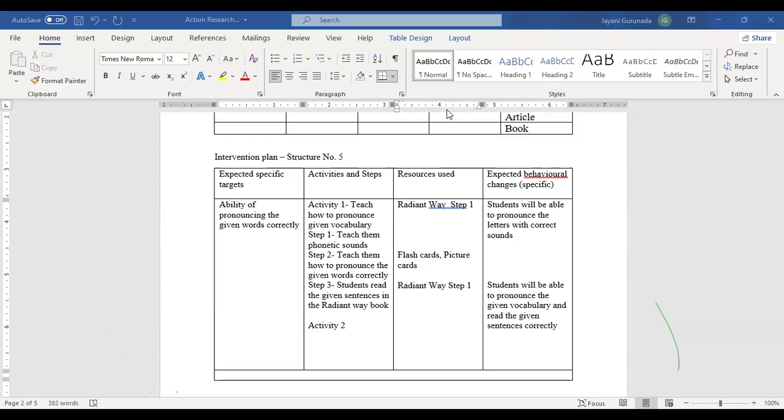My topic is improving correct letter formation of grade 8 students. Expected specific target is ability to make students write sentences with correct letter formation.